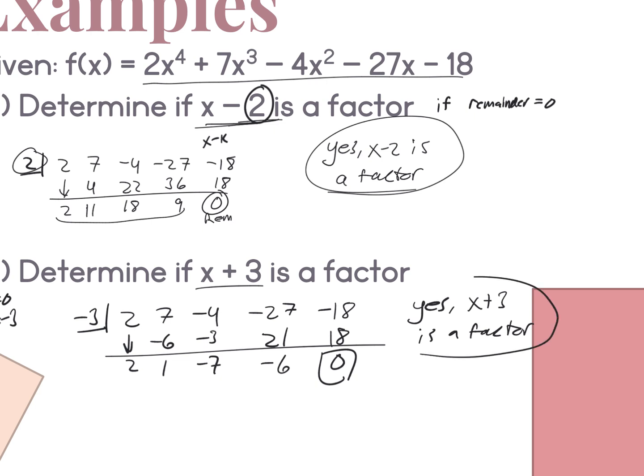All right, so then that would be my answer to this problem. That's all we were being asked. We get a remainder of 0, so I know that this is a factor and that this is going to give us a nice quotient without a remainder.